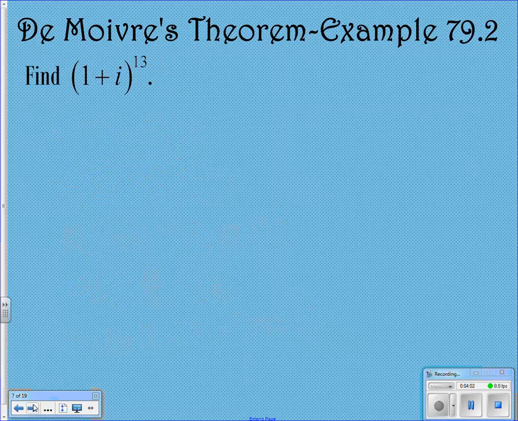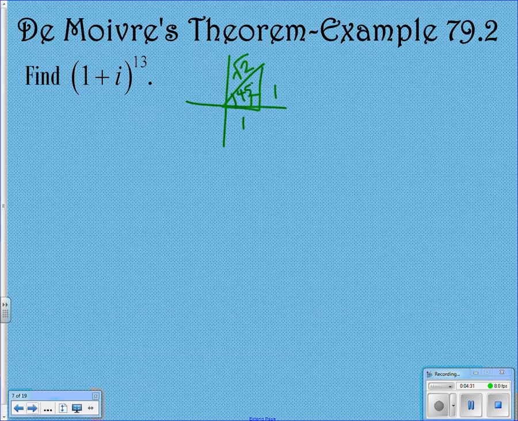So let's look at this one. It wants us to find it, and we're going to put it in rectangular form. Now, this is not in the same cis form that his theorem is set up to be in. So the first thing that we're going to have to do is to put it into cis form. The way you're going to do that, 1 plus i. If we graphed that, that would go over to the right 1 and up 1. And so the hypotenuse would be the square root of 2, and this angle would be a 45-degree angle. And so we can write it as the square root of 2 cis 45 degrees.